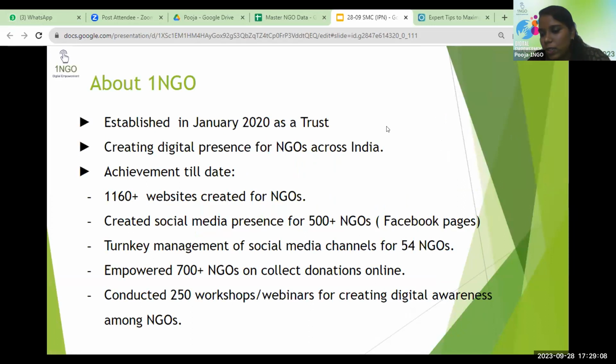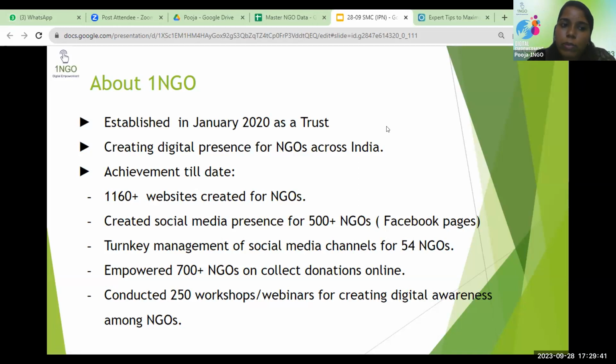So One NGO is an organization that was established in the year 2020 as a trust. What we actually do is bridge the digital divide in the social sector of India. We create websites and handle social media handles for nonprofits, and we also have digital awareness sessions for these NGOs. So far, we have built around 1,160 plus websites for nonprofits in India.